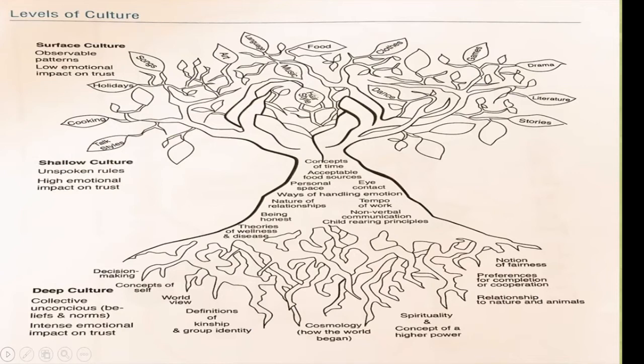All of those, when you look at the tree branch, are further along the tree. And then when you look at deep culture, it is collective and it's unconscious, and it's our beliefs and the norms. And it is really the area that we keep protected and to ourselves. It's our level of spirituality, our decision making, and our concepts of self. So we keep that in the context of how we communicate.